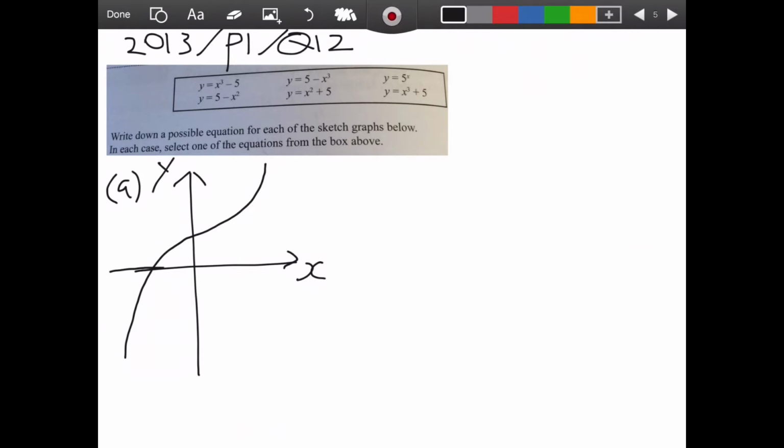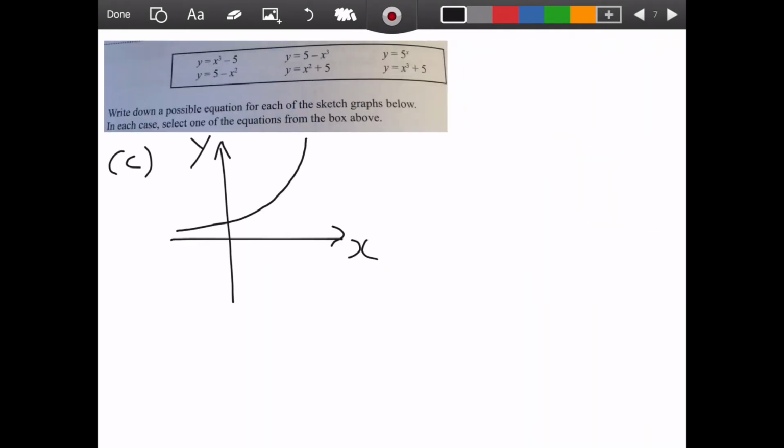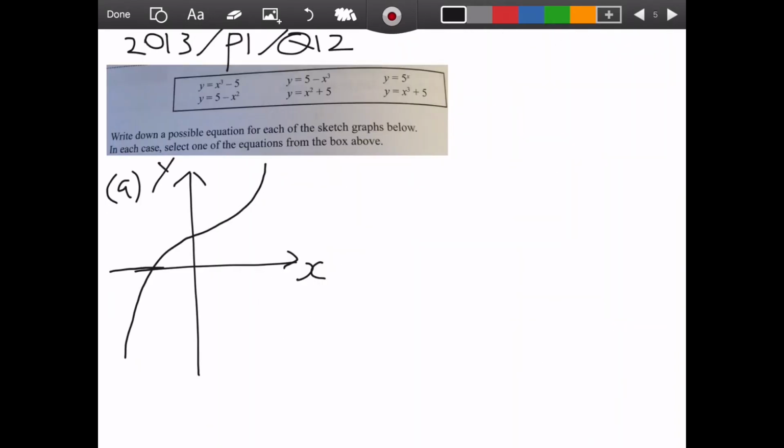All right, so the question gave three sketch graphs. The first one is this, y and x, part A, and then the second one is part B, and the third one is part C. Okay, so we're going to solve one by one.